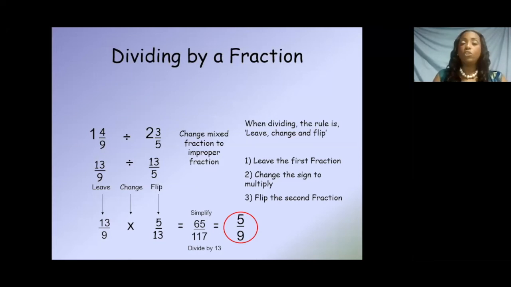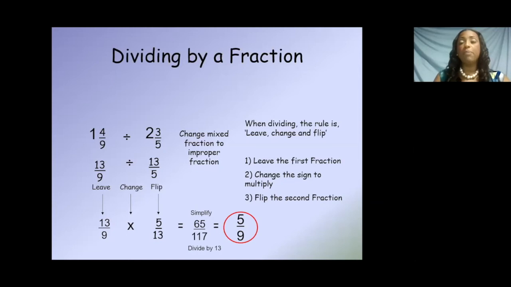At this point, I want you to apply your knowledge of dividing fractions. You want to leave, change, flip. Again, what am I leaving or what am I keeping? I'm keeping the first part of the fraction. In this case, it's 13 over 9. So we get to keep that. Next, I'm going to change something. What do I change? I'm going to change my division sign. What does it become? It is changed into multiplication. So the division sign becomes multiplication.